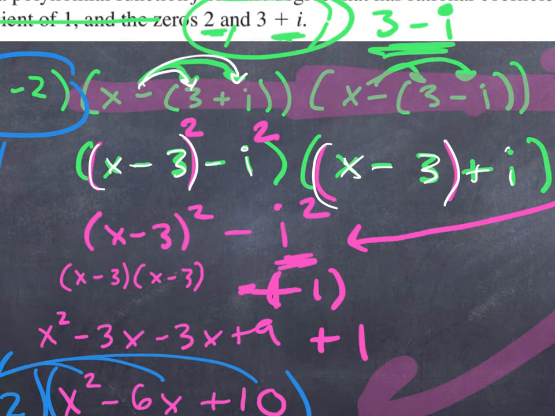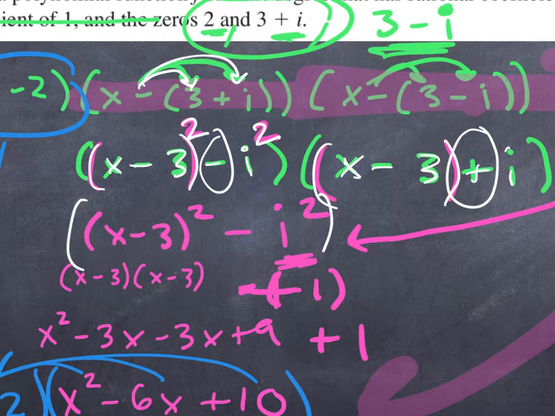And since they're conjugates, because this one is a minus and this one is a plus, that makes them conjugates of each other, we can square our first term, which was x minus 3, and square our second term, which is i, and subtract them. So that becomes x minus 3 squared minus i squared. And then x minus 3 squared, we just FOIL that out, because it's x minus 3 times x minus 3. And then i squared is actually -1, so minus -1 became +1.